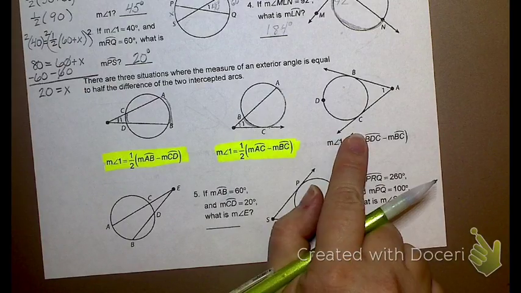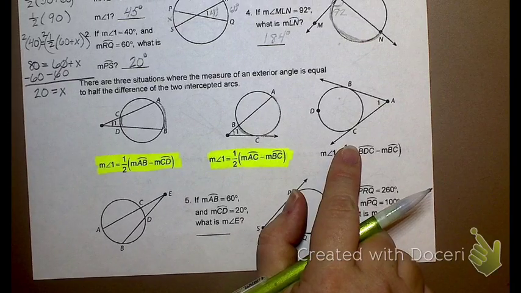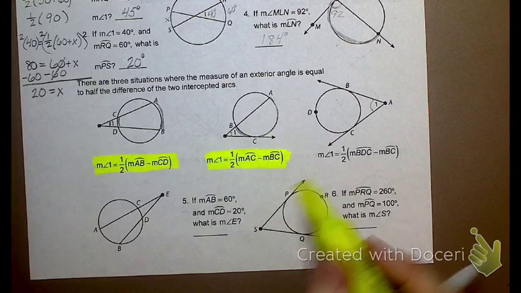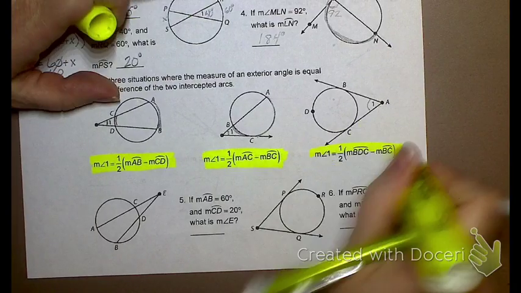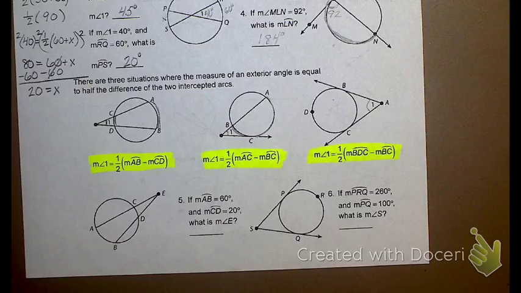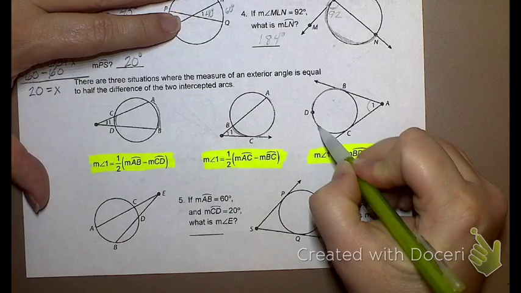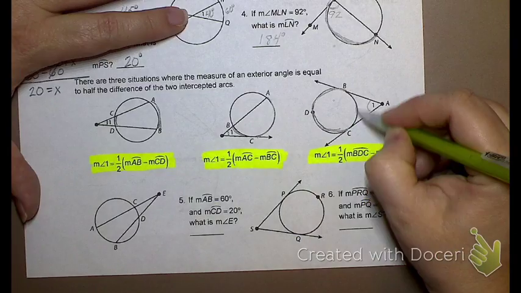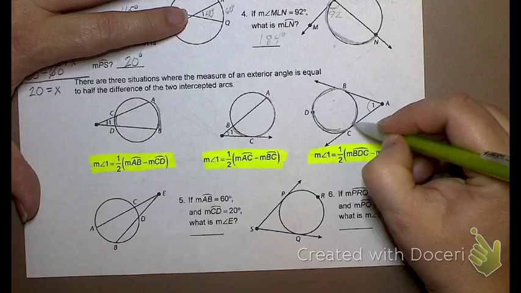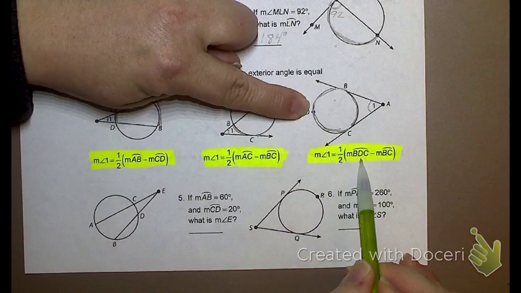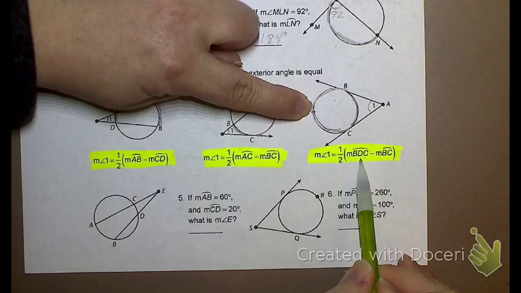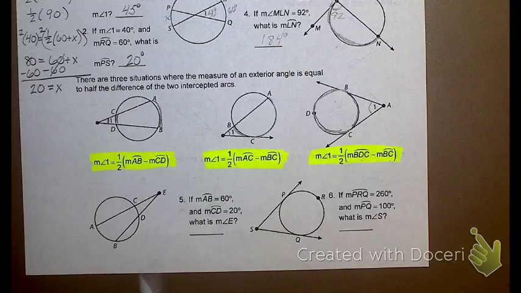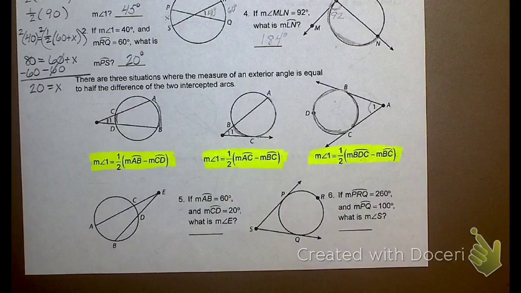And this guy, we got 2 tangents. To find the measure of angle 1, any guesses? It's kind of following a pattern here. 1/2 of the big arc minus the small arc. Well, what's the big arc here? The big arc is BDC. The small arc is BC. So to find the measure of that angle, it's 1/2 of the measure of arc BDC, the big one, minus arc BC, which is the small one. So all three of these, the formula is 1/2 of the big one minus the small one.